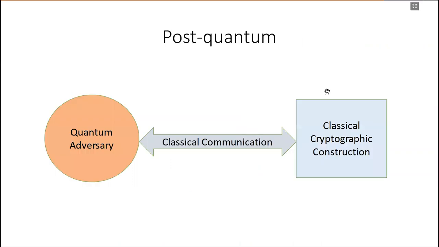Okay, so I first give you the setting that we consider here. Often the post-quantum setting refers to the setting in which a quantum adversary tries to attack classical cryptographic constructions, but the communication between the adversary and these classical primitives is classical. Obviously, the computational problem underlying this cryptographic primitive has to be quantum hard.